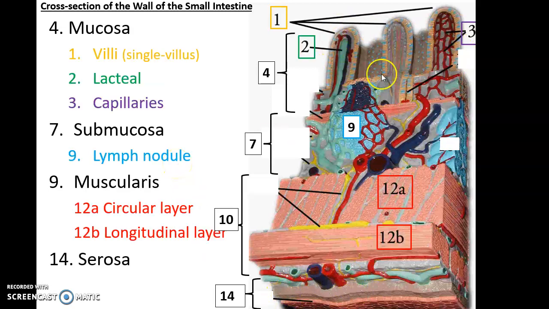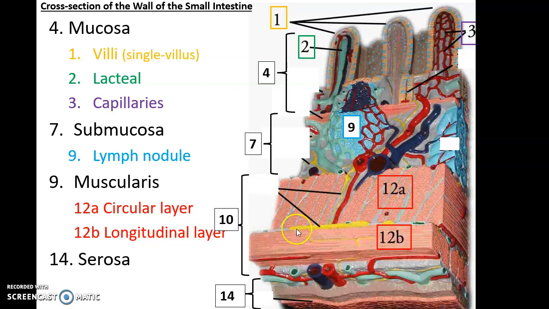The mucosa layer includes these finger-like projections called the villi, one villus, many villi. Within the villus, you see the blood capillaries, shown in red, and also the lacteal, part of the lymphatic system, shown in green. Here again is the submucosa layer, where we find the lymph nodule. So there's lymphatic tissue, the lymph nodule, within the submucosa layer.